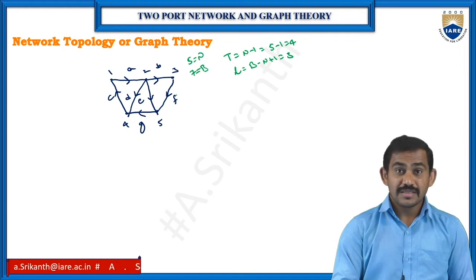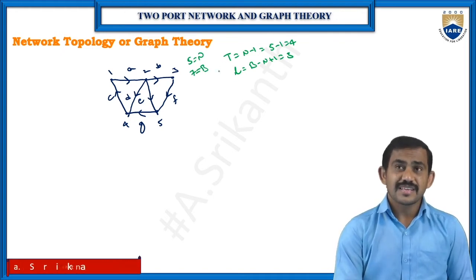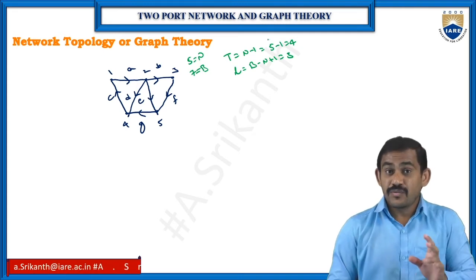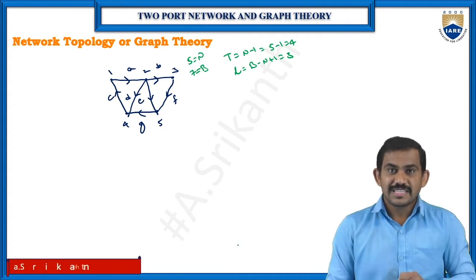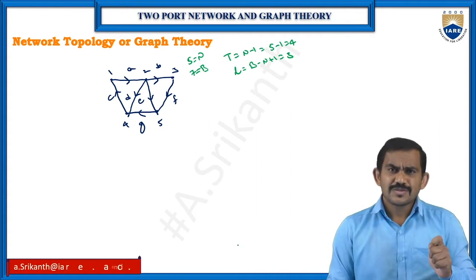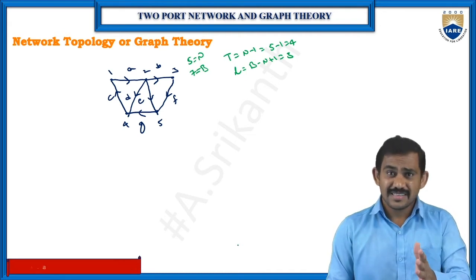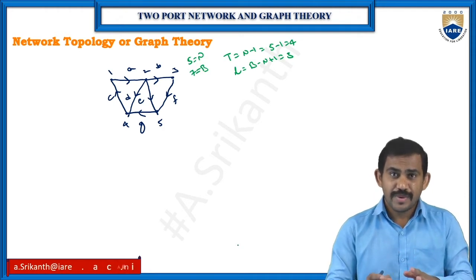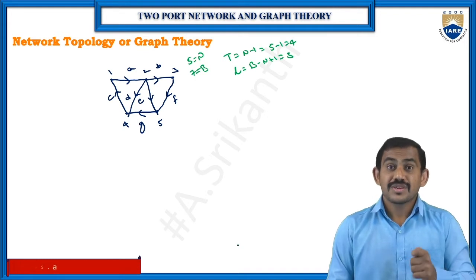So we need to draw the virginal graph, which means we require trees and co-trees. For drawing the tree, I need to use any 4 branches. And there is a small condition: the 4 branches need to connect each node and should not form a closed loop.